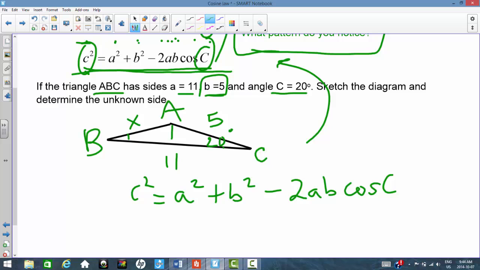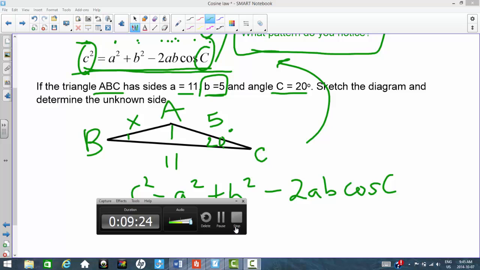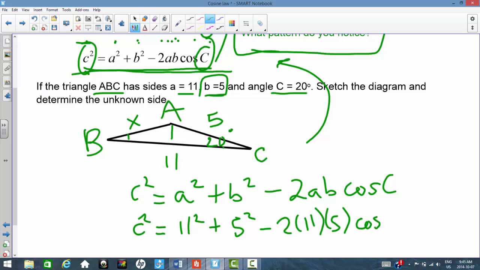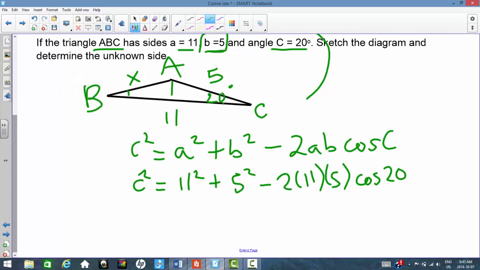Now I'm going to pause the video and let you try this, and I'm going to try it as well. We're going to substitute in the values. I don't know what C is, but I do know what A is, and it's 11 squared plus 5 squared minus 2 times 11 times 5 cos, and the angle C is 20 degrees. Now I'm going to enter all that into my calculator, and I get C squared.